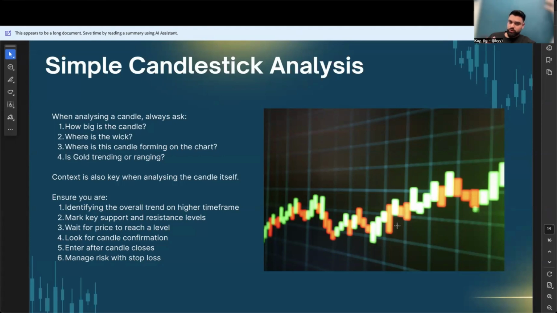Context is also key when analyzing the candle itself. Ensure you are identifying the overall trend and higher time frames, because you want to be the friend of the trend and you understand that on a higher time frame. Mark key support and resistance levels. Wait for the price to reach a level. Look for candle confirmation. Enter after candle closes. Manage risk with stop loss. This is very important.